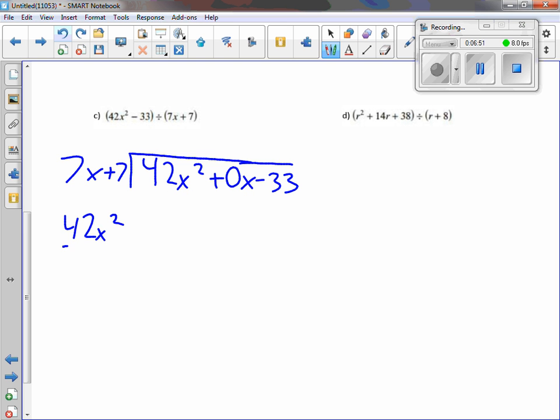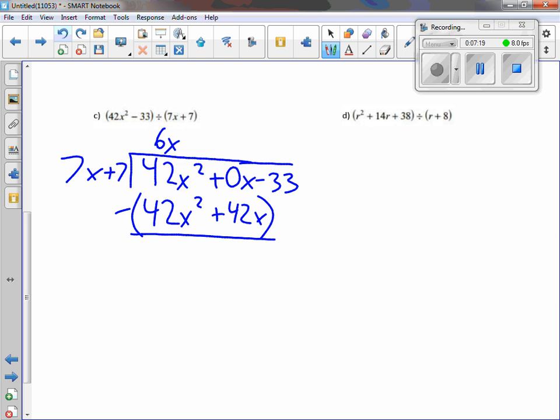42x squared divided by 7x gives us 6x. So that's divide. Then we multiply that 6x times 7x plus 7. So we'll distribute it. We'll get 42x squared plus 42x.